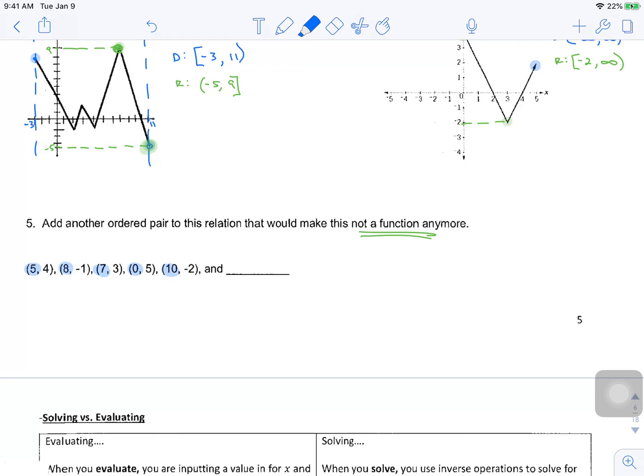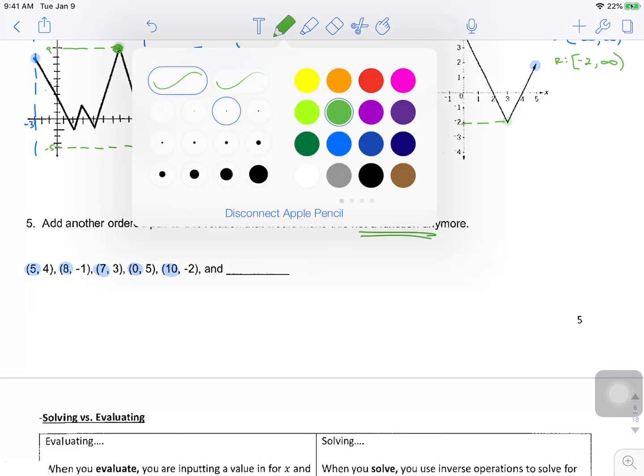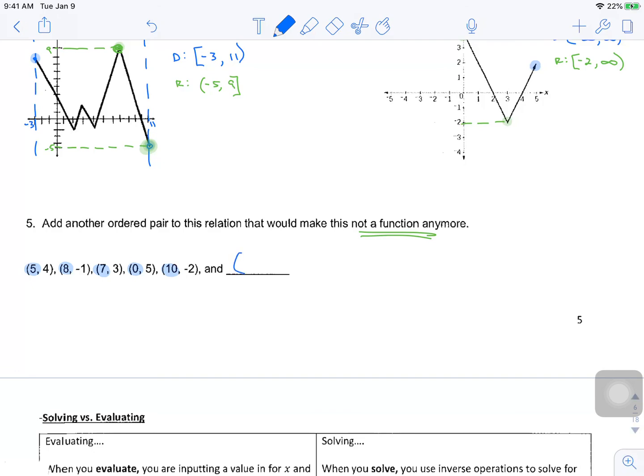I have a 5, an 8, a 7, a 0, and 10. So as it is now, it would be a function. But it says it doesn't want it to be a function anymore. So therefore, I would have to include a point that repeats one of those x values. Doesn't matter which one. So if I wanted to, I could just go ahead and pick 10 and then any value you wanted to for the y.